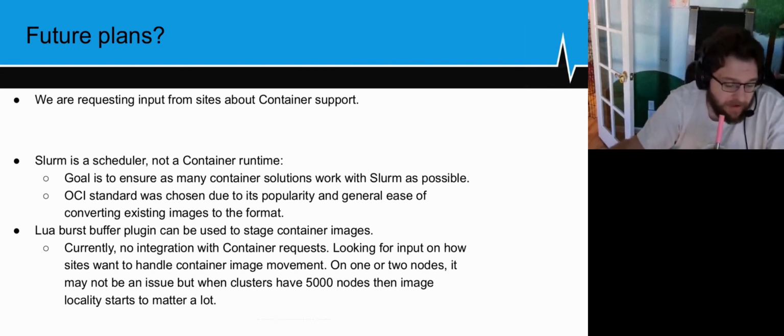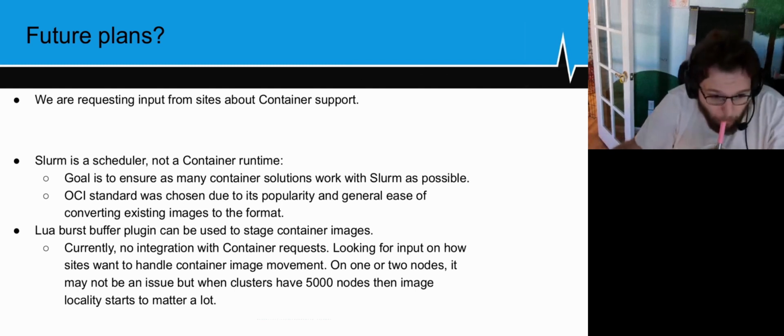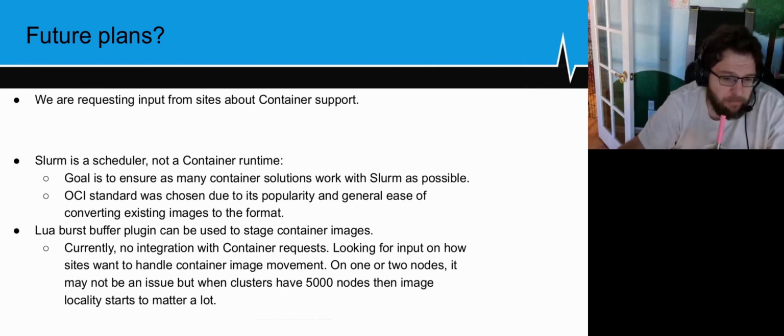And if you look at the oci.conf file for administrators, it is pattern based, so you can do substitution of key variables and make a command that you need. So the OCI standard provides general operations, but it's not very strict. So the actual command arguments are variable between different OCI runtimes. So this gives the site admin the ability to decide what they want there, and they can modify it as they please. Another side note is if a site does want their images pushed around, the new Lua Burst Buffer plugin can be used to do this.